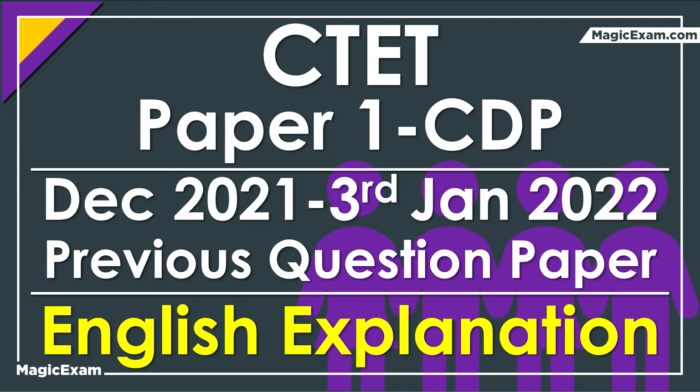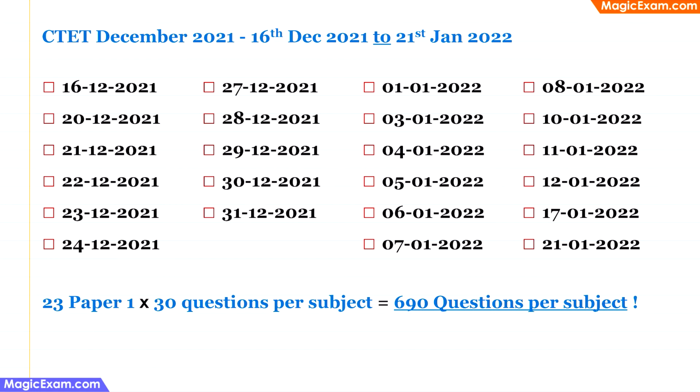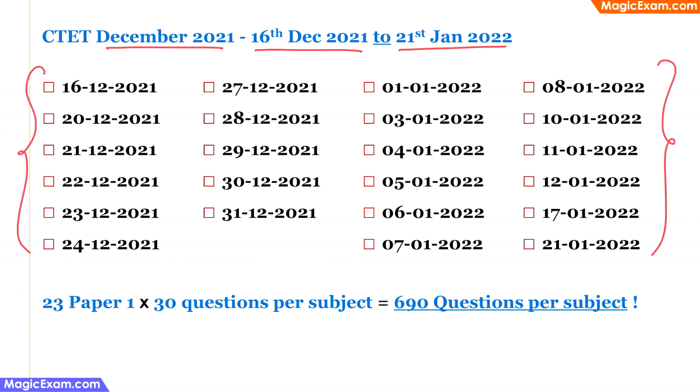In today's video, we will be solving the 30 CDP questions from CTET December 2021 paper 1. This particular paper was conducted on the 3rd of January of 2022. As you are aware, the CTET December 2021 examination was conducted between the 16th of December 2021 till the 21st of January of 2022. So this exam was conducted over a period of 23 different days. So we actually have 23 different versions of paper 1 to solve from this particular exam.